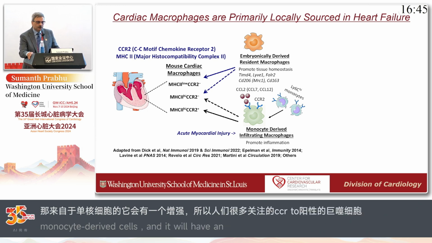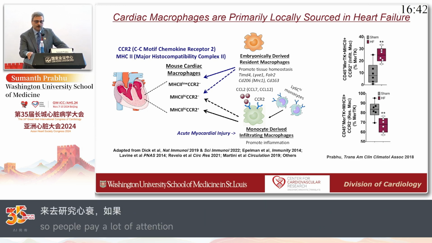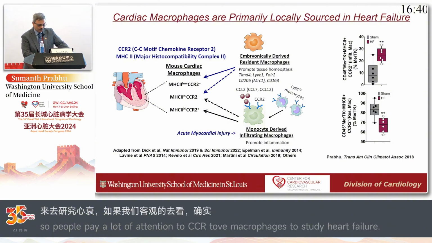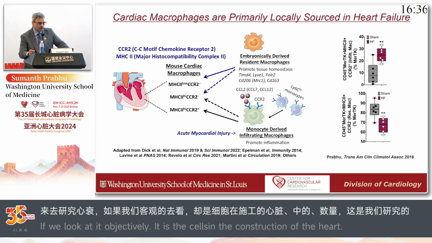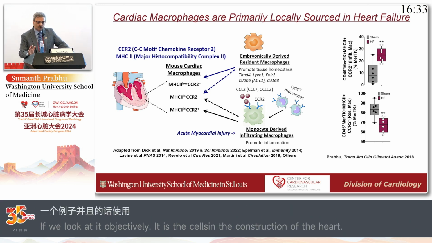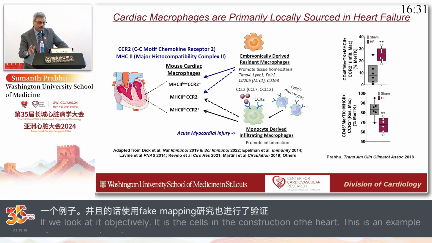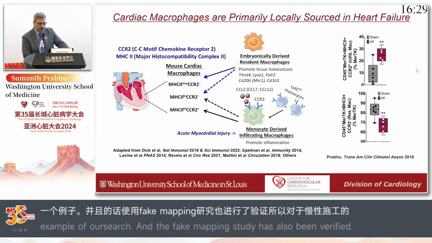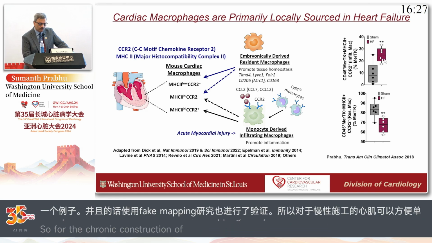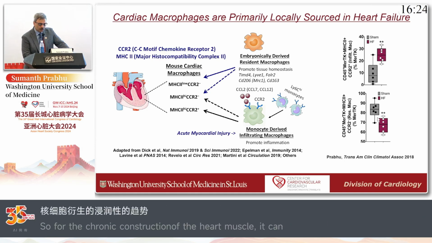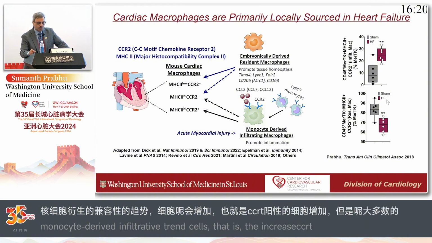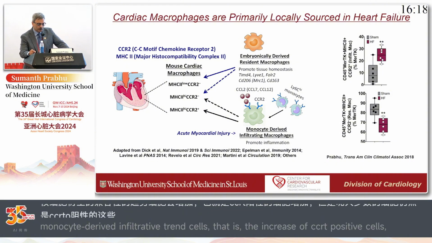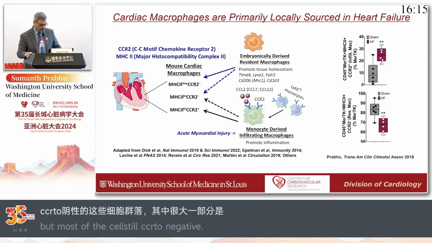But if you look objectively at the numbers of macrophages in the failing heart, and this is an example from one of our studies, but this has also been validated using fate mapping studies, even if you look at the chronic failing myocardium, while there's an increase in monocyte-derived infiltrating macrophages, CCR2 positive cells, the majority of cells are still these CCR2 negative populations, a large percentage of which are derived from resident macrophages. So we wanted to see what these cells were doing.